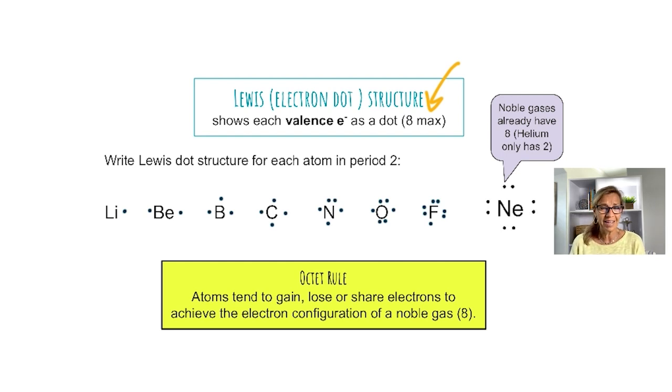And do you remember why? How many electrons can go in an s orbital? 2. How many electrons can go in p orbitals? 6. What's 2 plus 6? 8. The magic number is 8.